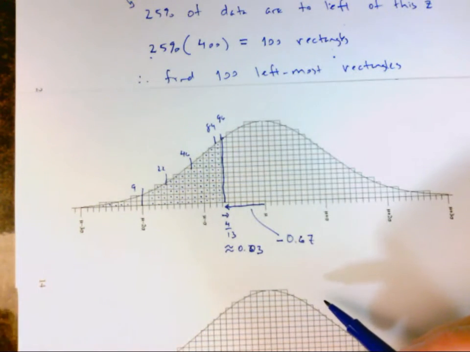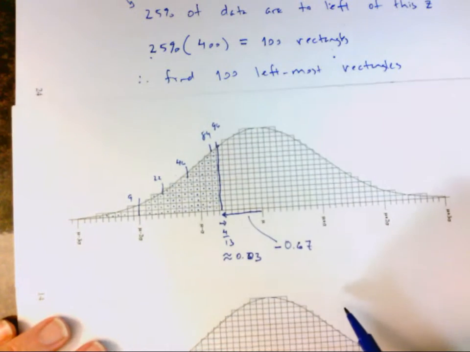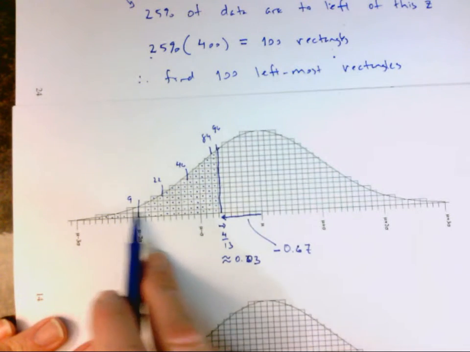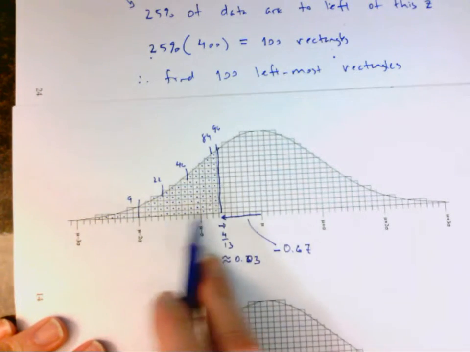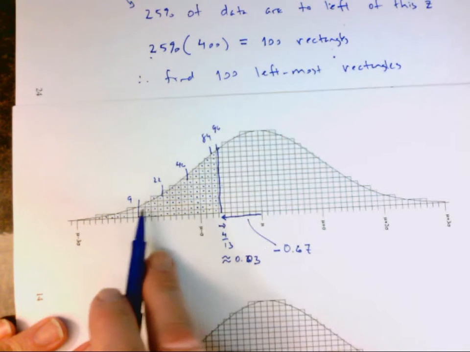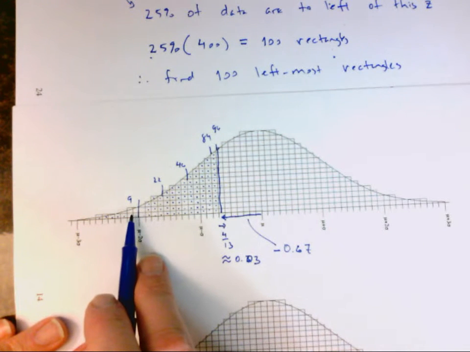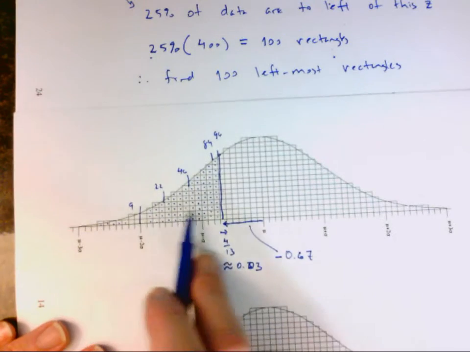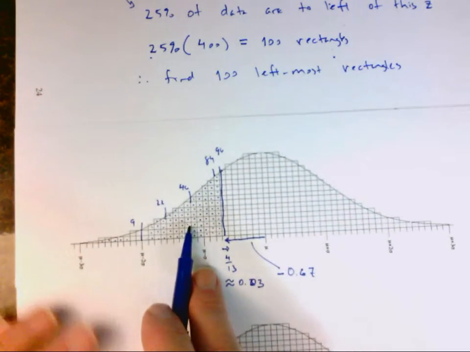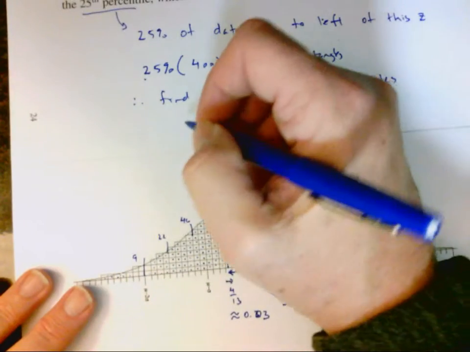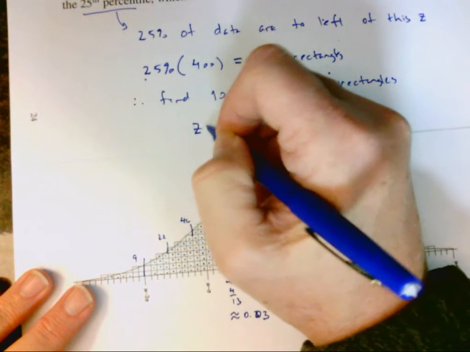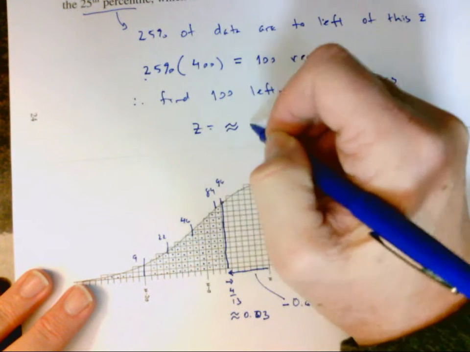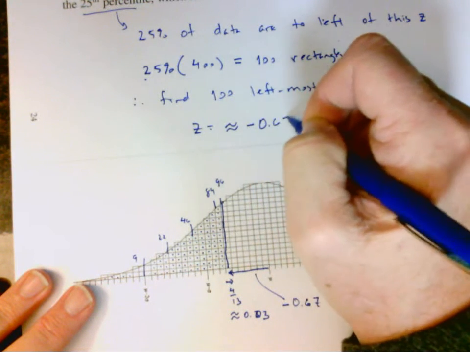And again, it's getting at the idea that probability equals area. The area below this z-score is equal to the percentage of the data. Hence, it's equal to 25% of the data. So we're going to find that the z is approximately negative 0.67.